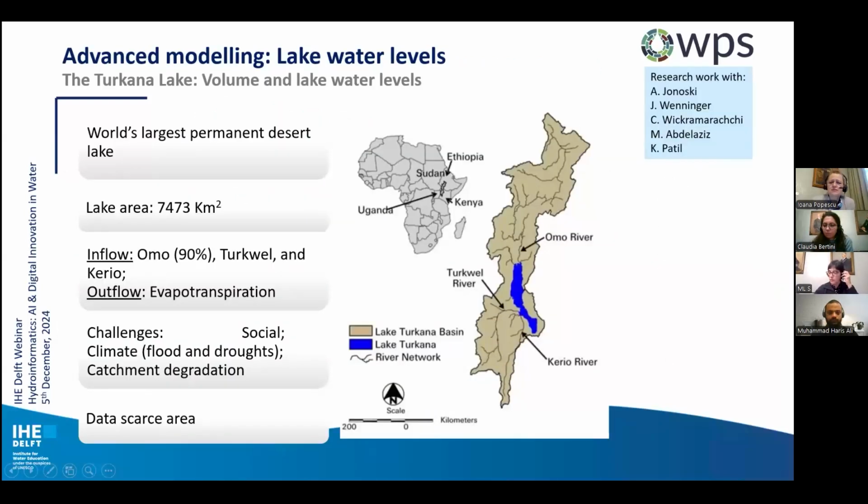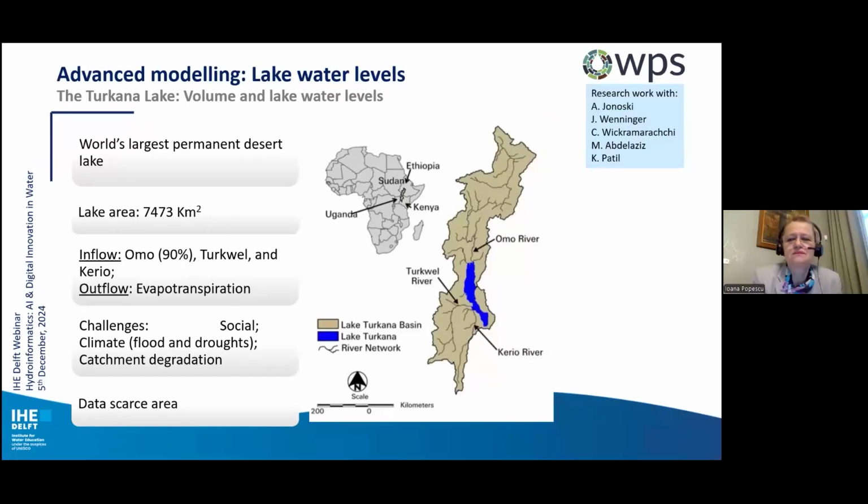So the first application that we are showing to you is developed within the Water Peace and Security project, and no work is done in isolation. We are always working in teams, and this research that I'm going to present is done with my colleagues Dr. Janovsky and Dr. Veniger, and with three MSc students, Sharuni, Mutaz, and Krishna. So let's come back to the presentation.